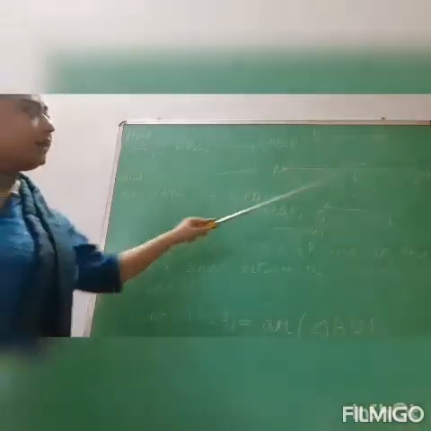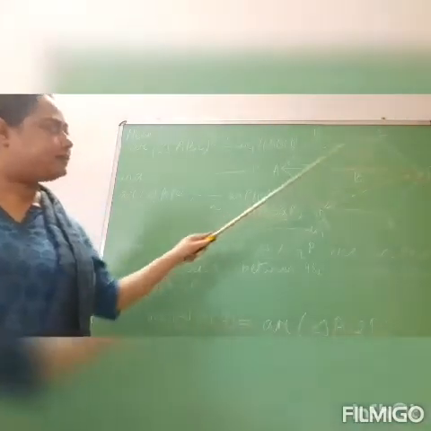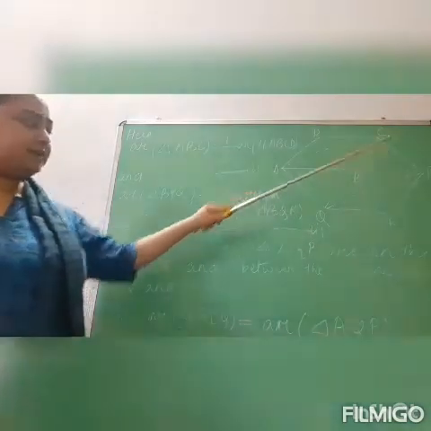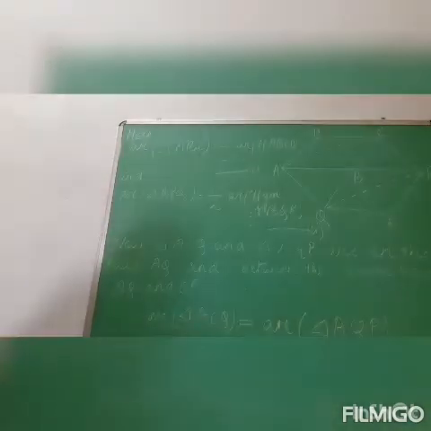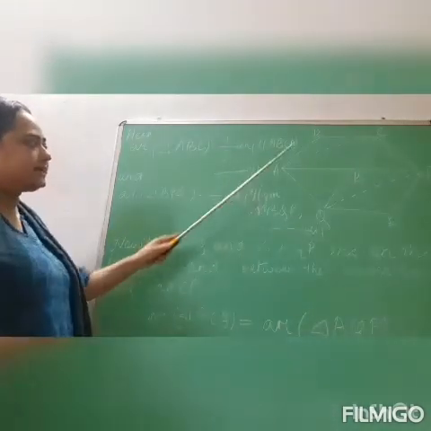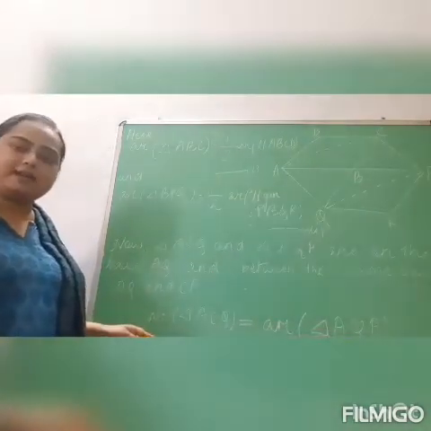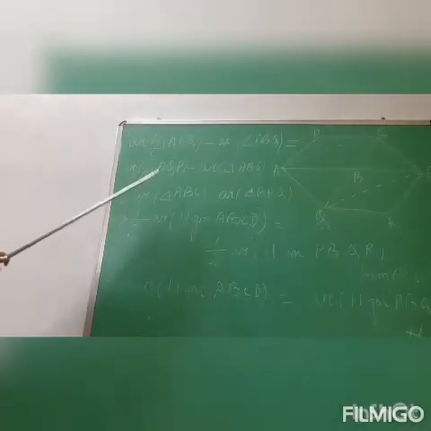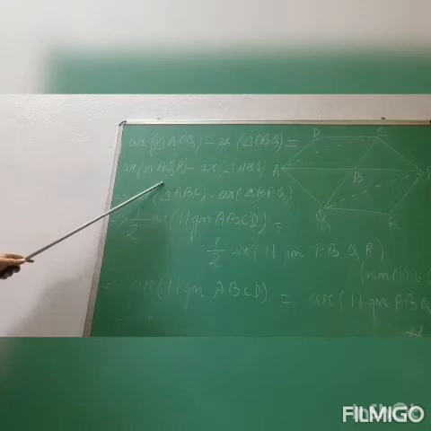ACQ and AQP, these two triangles lie on the same base AQ and between the same parallels AQ and CP. So I can say that their areas are equal. Therefore, area of triangle ACQ will be equal to area of the triangle AQP. Now we got that area of ACQ is equal to area of triangle AQP.